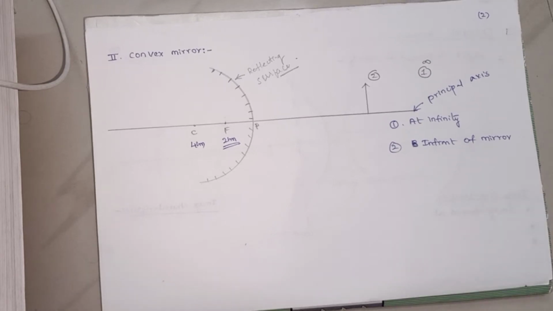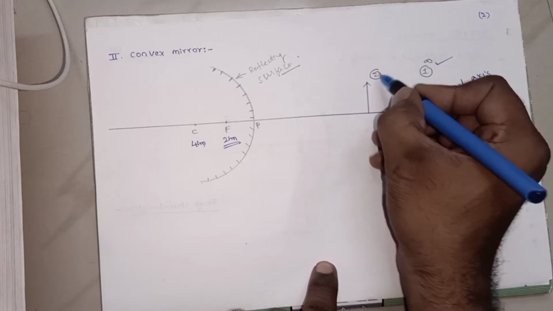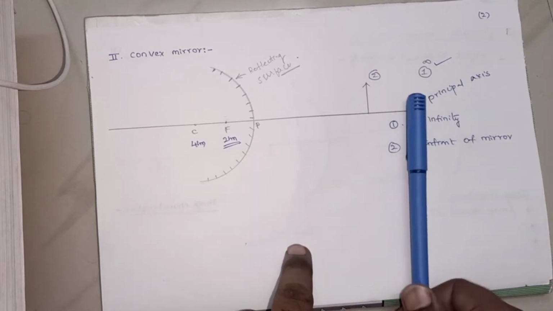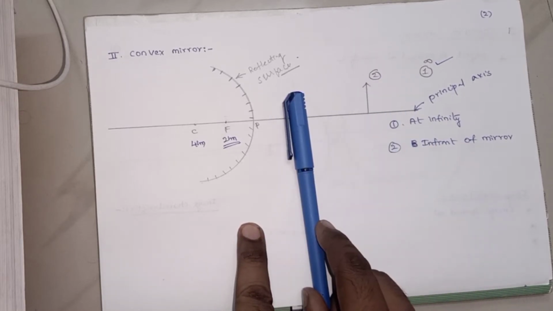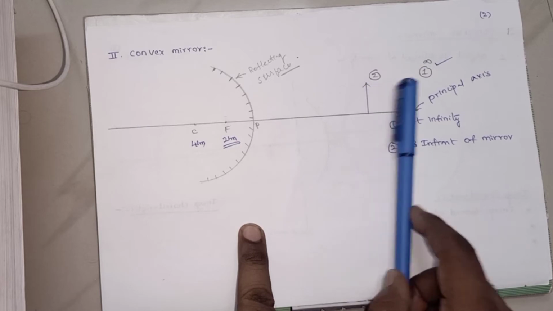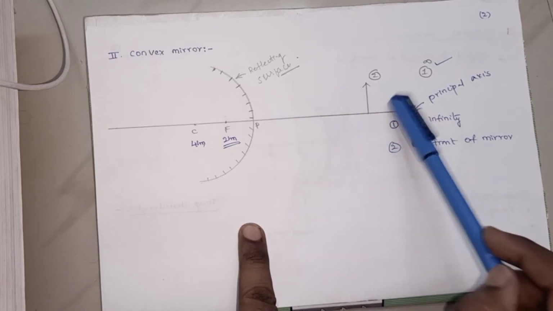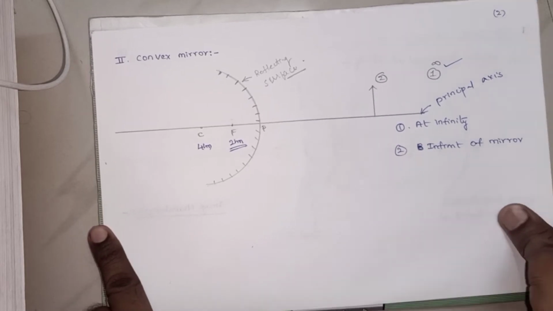Now I am going to find out the suitable positions of the objects. The first one is the object placed at infinity, and the second one is the object placed in front of the mirror. Look here, my dear friends. Whenever you place the object in front of the mirror at any position, you will get similar characteristics. That's why we will take only one position, that is, in front of the convex mirror. Now we will go to how to draw the ray diagram for convex surfaces first of all.